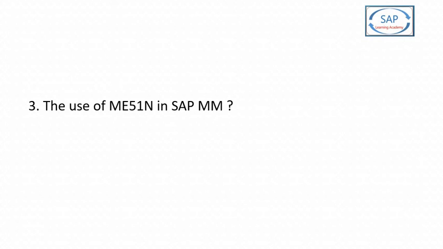What is the use of ME51N Tcode in SAP MM? There are a lot of Tcodes in SAP MM, but this one is a very important one. This Tcode is used to create a purchase requisition. Purchase requisition is the first process for the purchase order flow. So using this Tcode, you can create the purchase requisition in MM.